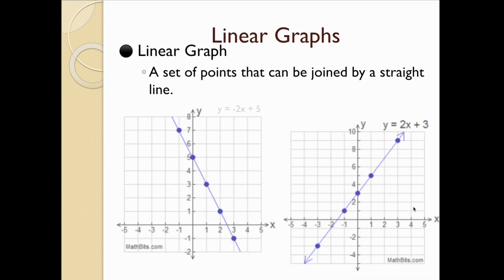All right, so linear graphs are basically a set of points that can be joined by a straight line. Essentially, this is where our set of ordered pairs that come from functions come together to show us a pattern that forms a straight line. If you look here, we have this line and its formula is y = -2x + 5. And this graph over here, its equation is y = 2x + 3.